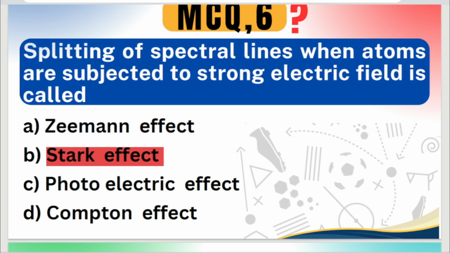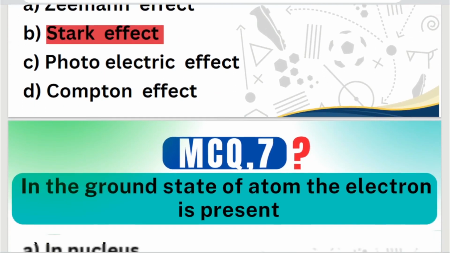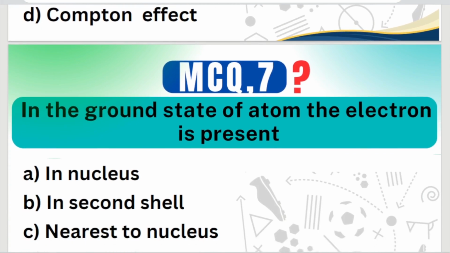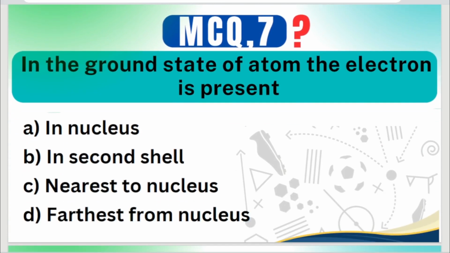Now we go over the multiple choice question number 7, and the question is: in the ground state of atom, the electron is present. Option A in nucleus, B in the second shell, C nearest to the nucleus, and D option is farthest from the nucleus. So what will be the right choice for this question?